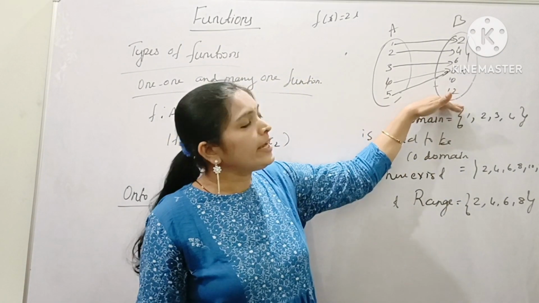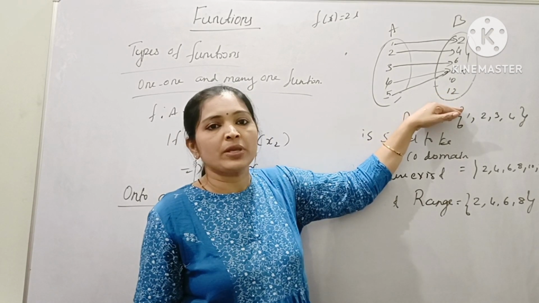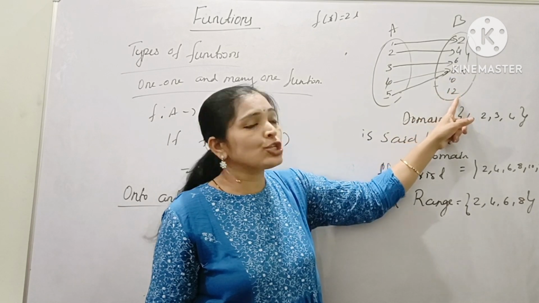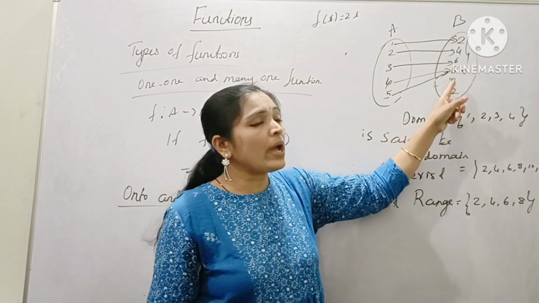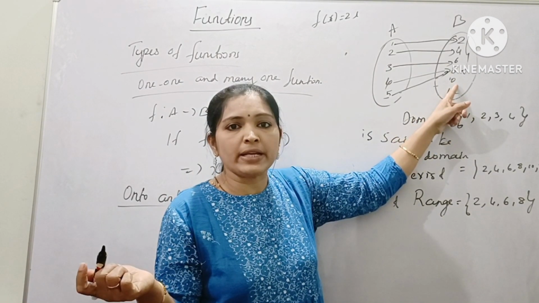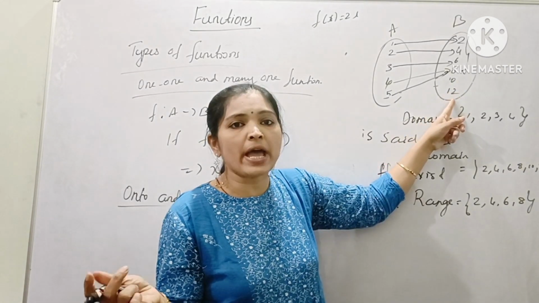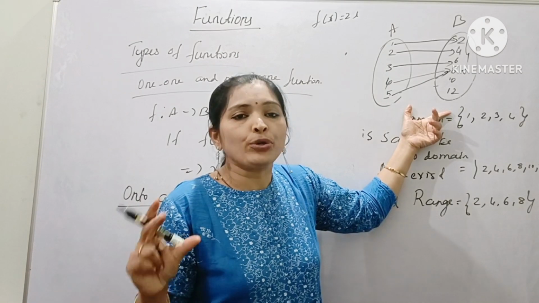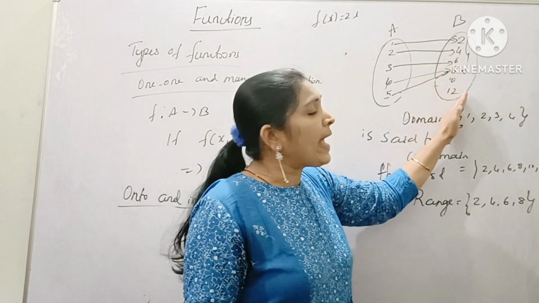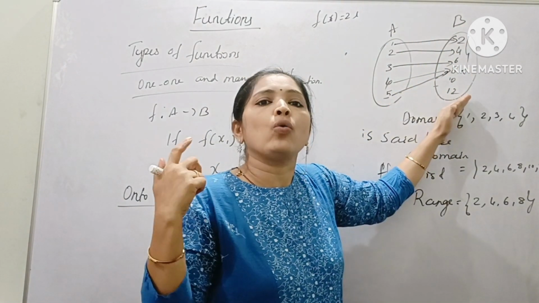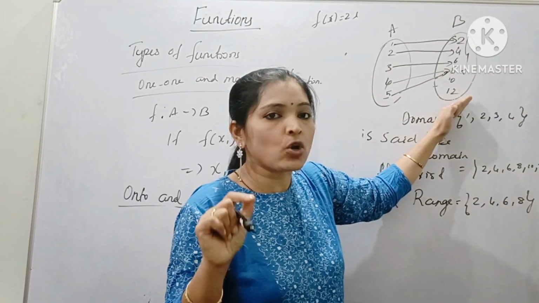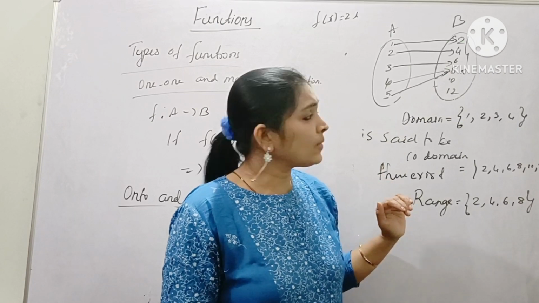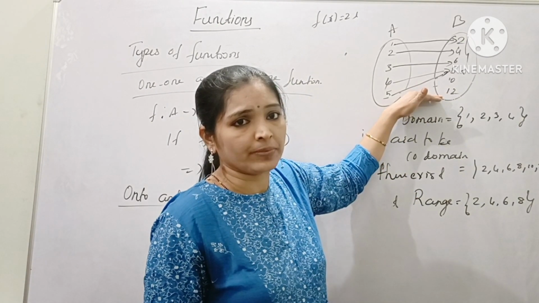See here, it is not an onto function. Why? Because the elements 2, 10 and 12 have no pre-image. Therefore, it is not an onto function. Onto function means all the elements of the codomain have a pre-image. Otherwise, it is called an into function. Now this one is an into function.